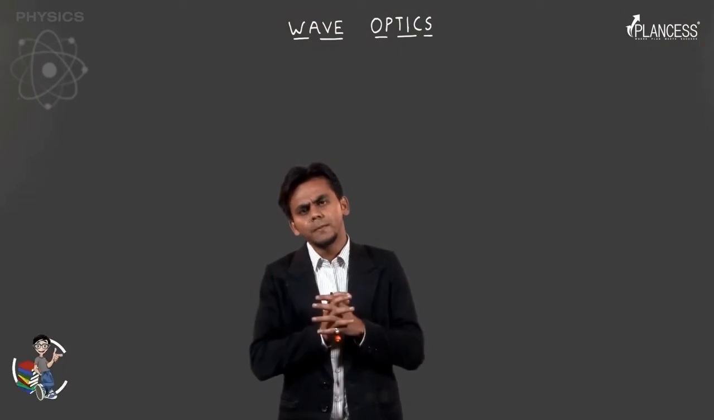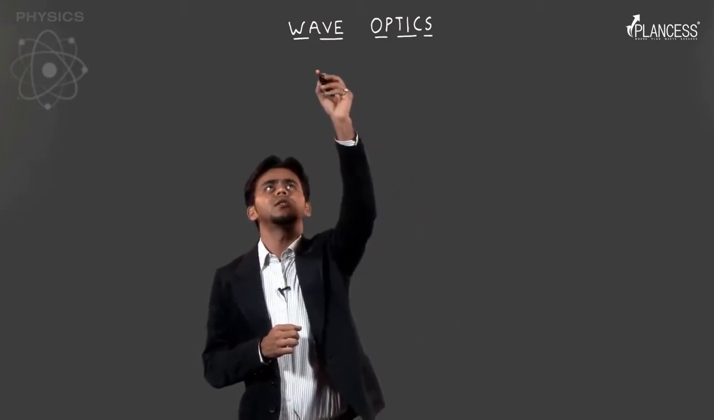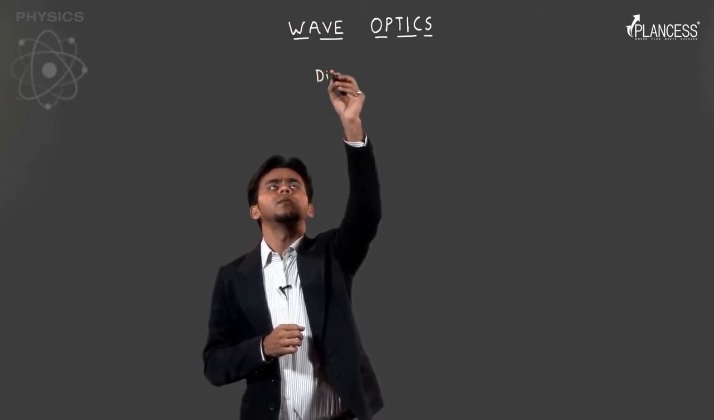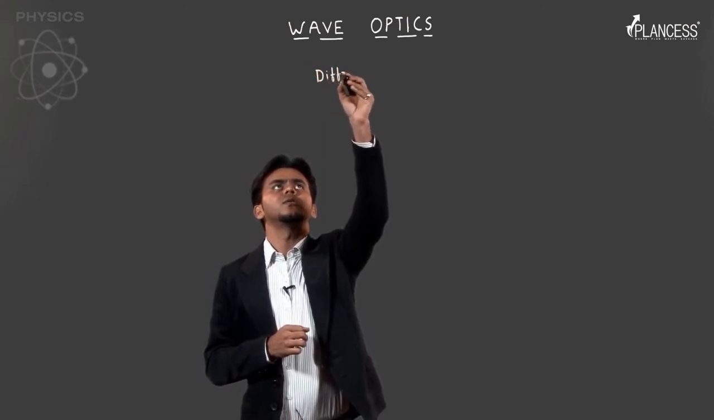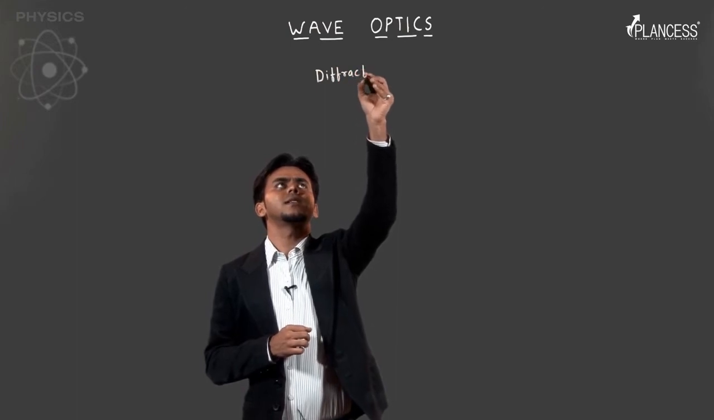We have understood that because of small size of obstacles or small openings, I could have bending of light, and that is known as diffraction. So I'll just write that thing for you because that's a new thing. Diffraction. And what exactly is this?